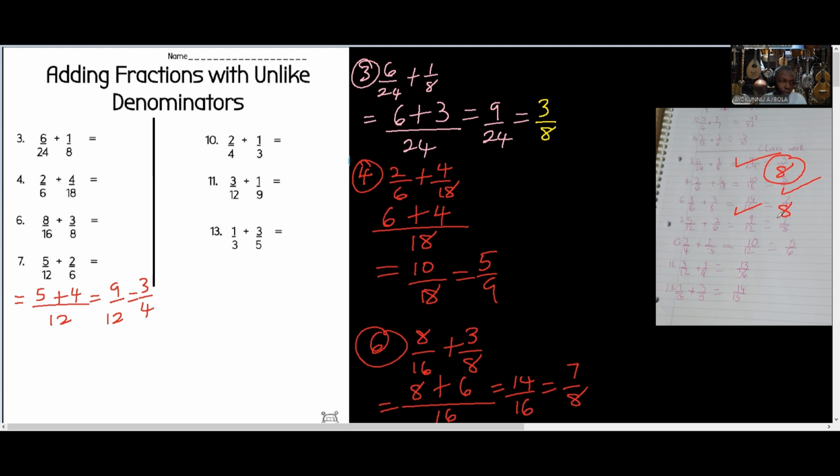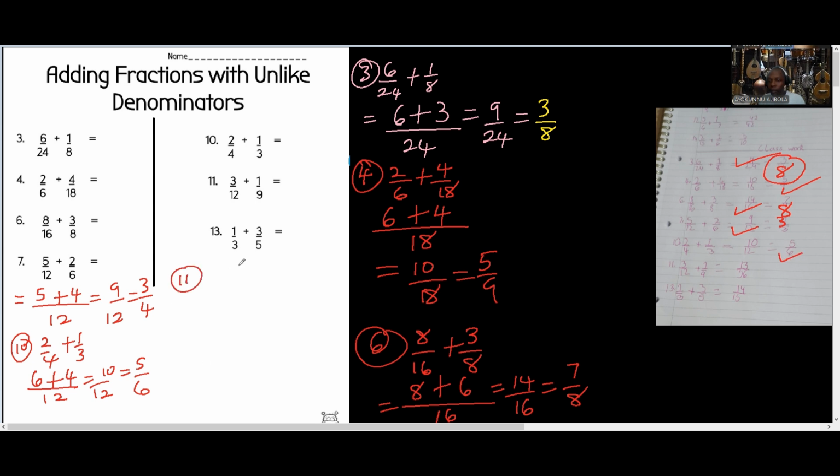9 over 12 is 3 over 4, okay? Okay. So then number 10, 2 over 4 plus 1 over 3. The LCM is 12. 4 here 3 times 2, 6. 3 here 4, that is 10 over 12. 5 over 6, which is correct.